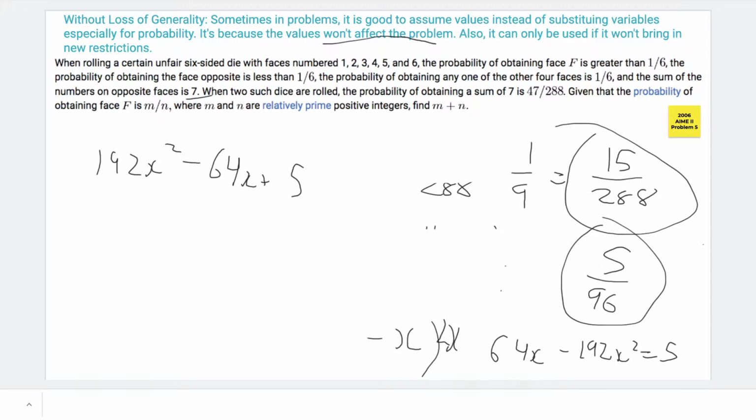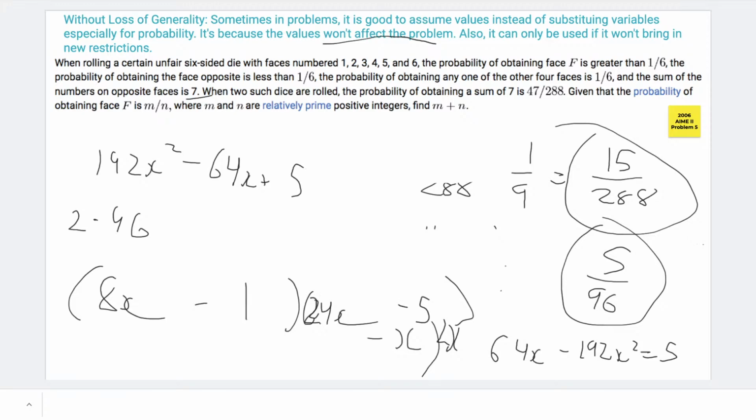So we know 192x squared, it's 2 times 96. We need to find a pair such that if you multiply it by 5, then you can also get 64. I'll just factor this out for you guys. Okay, 8x is over here, and 24x is here. And you multiply this by -1 and -5. And after you compute this, this equals 0. So x has to equal 1 over 8, or x equals 5 over 24.